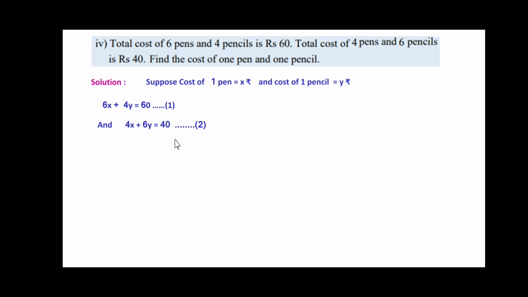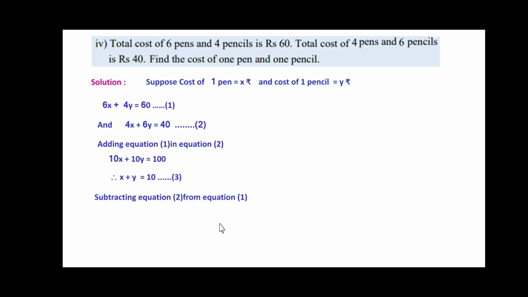Equation 2. Now friends, you can observe that the coefficient of x in the first equation is the coefficient of y in the second equation. The coefficient of y in the first equation is the coefficient of x in the second. In such a situation, the two equations are first added and secondly subtracted. So we'll add equation 1 and equation 2. We'll get 10x plus 10y is equal to 100. 6x and 4x is 10x, 4y and 6y is 10y, 60 and 40 is 100. Here 10 is common, so we'll get x plus y is equal to 10, dividing both sides by 10. Equation 3.